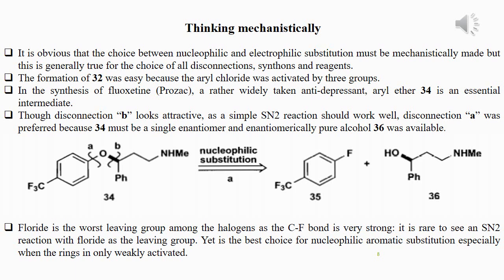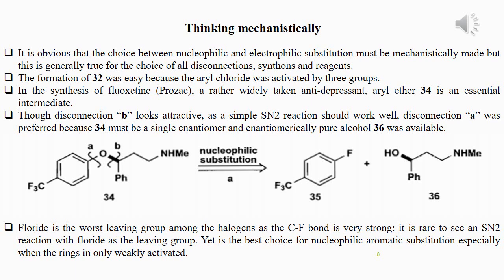And the carbon-fluorine bond is very strong. As the bond is very strong, it is not a good leaving group. So SN2 is rarely seen with fluoride as a leaving group. But for aromatic nucleophilic substitution, it is excellent.